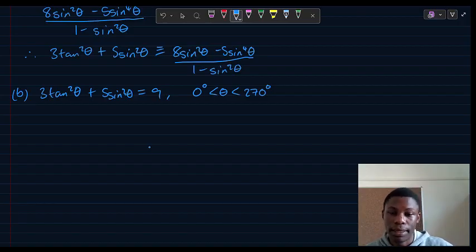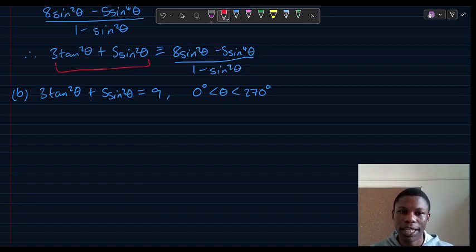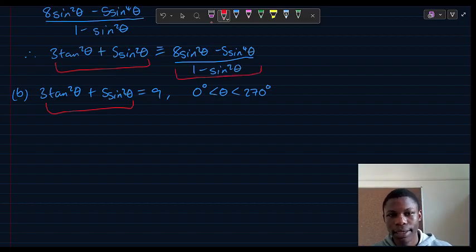So in part A, the reason they say "hence" is because they want you to use what you deduced in part A, which is that the 3 tan squared theta plus 5 sine squared theta that we have here can be written as this. And I know at first glance it might seem like this is going backwards because the right hand side looks more complex, but it's actually simpler in the sense that everything is in terms of sine on the right hand side.